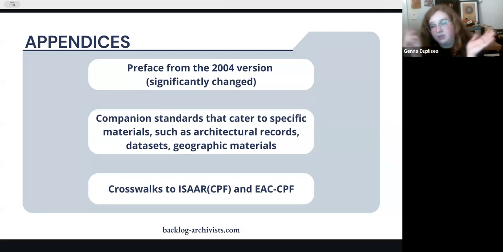And then there are crosswalks to the ISAAR CPF standard and EAC-CPF, which is encoded archival, I'm blanking, for corporations, persons, and families. So for networks of people and entities, that's what that is. And then of course there's also the international version. So there is information in that appendix about how the same information might be written about in America using DACS or in other countries using the international standard, for example. Next slide, please.